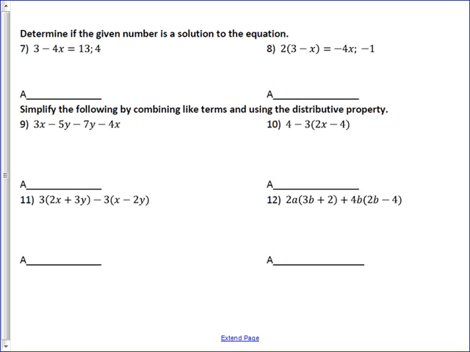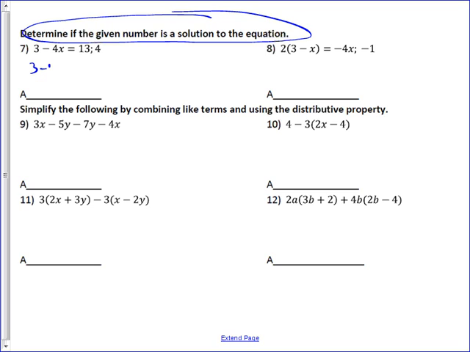Okay, so if we check out these 6 problems, whenever you're talking about whether something is a solution, remember that solution just means the value for a variable that makes the equation true. It's all about truth value. So to solve that, you just plug in the value and then you simplify.